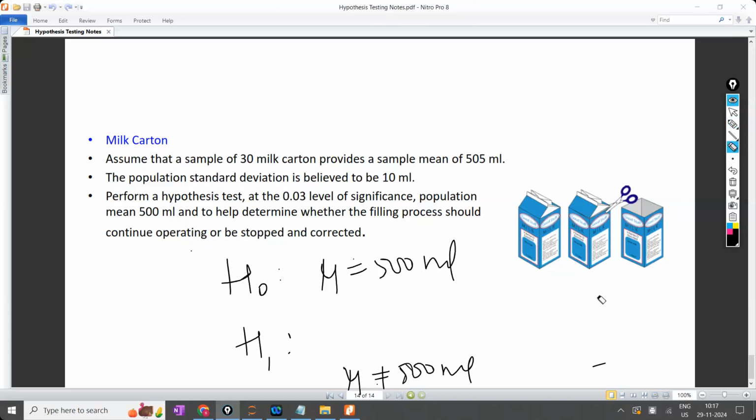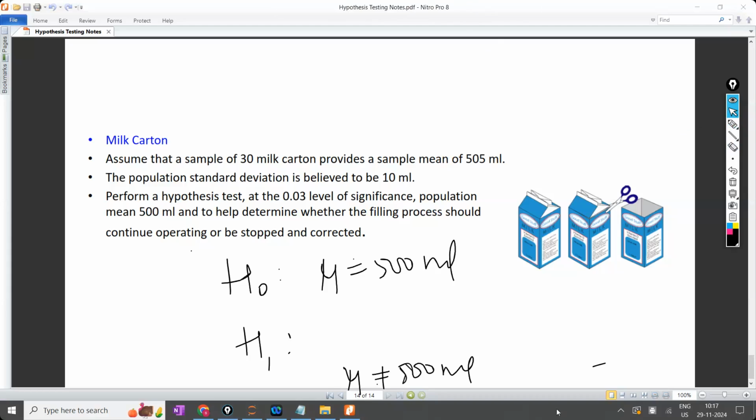Is the point clear? Okay, everyone? Online students, is that clear? Ankur, is your question clear now? Right? So it should be exactly equal to 500. It should not be not equal to 500.